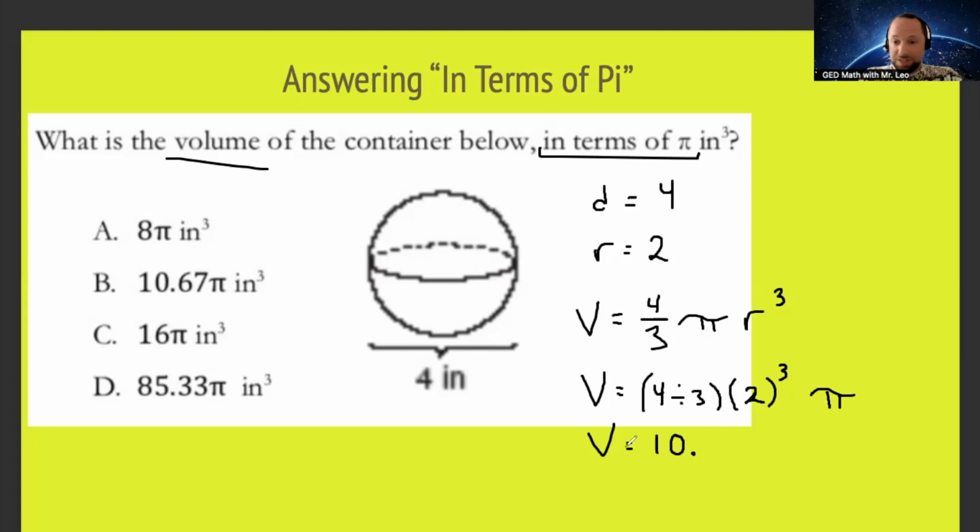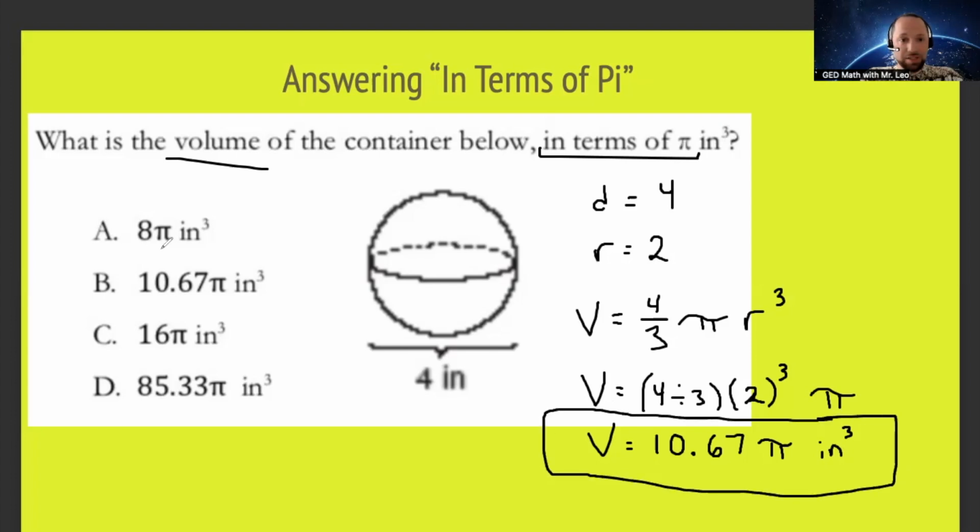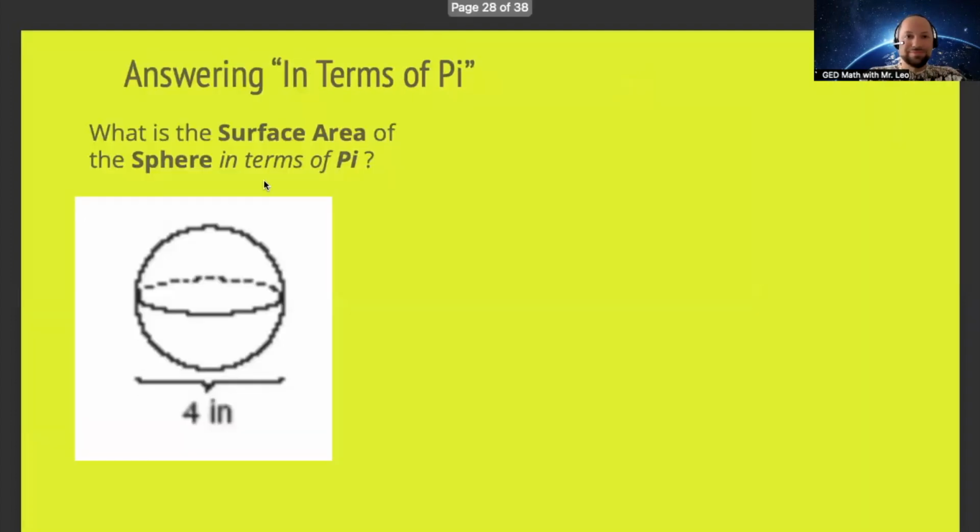We can round that off to something. Looking at these answer choices, let's choose 10.67. Don't forget the pi. You have to include the pi in your answer for it to be complete. Units are cubic inches because that's what we were asked. All right. There you go. You can clearly see the answer is B. How do you feel about that? Answering in terms of pi. All right. Let's move on.